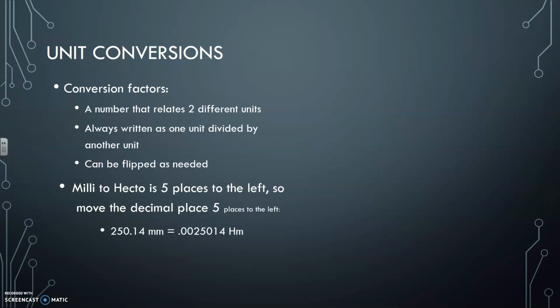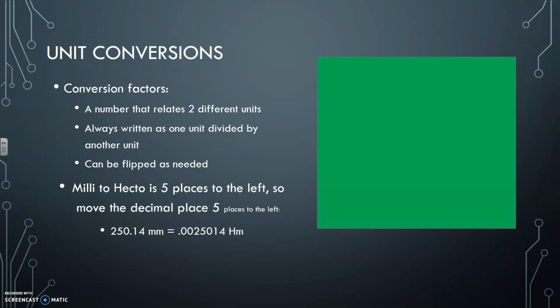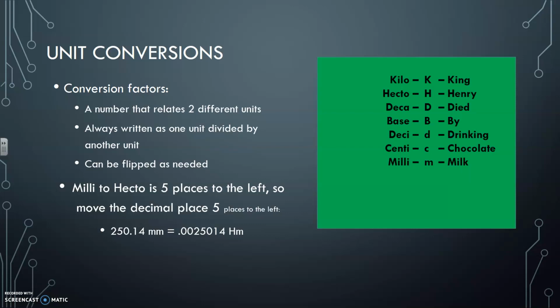Well, this is talking about the metric system. In the metric system, it's a little bit easier to convert between different units simply because you have the King Henry died by drinking chocolate milk mnemonic here. So in this case, you're converting from milli to hecto. You find milli on this little mnemonic device, and milli is down here, and then you have hecto, which is all the way up here.